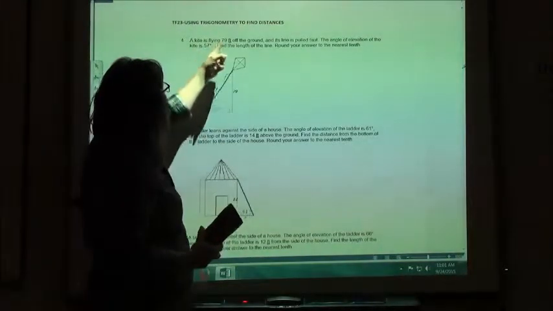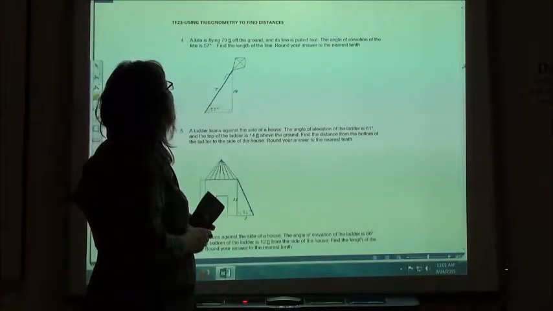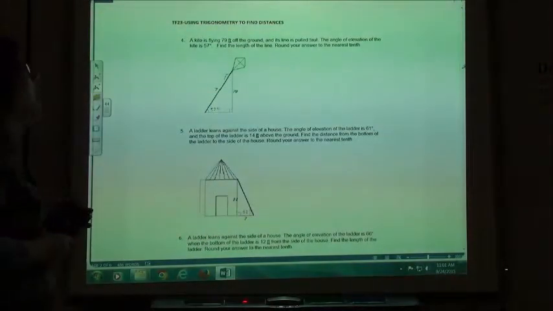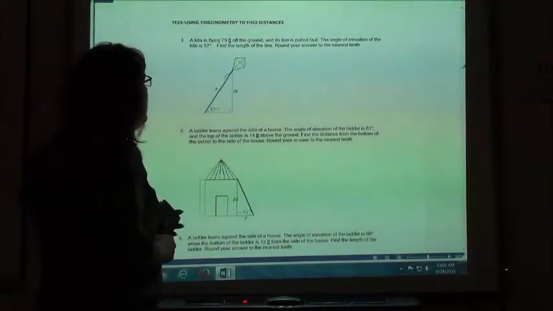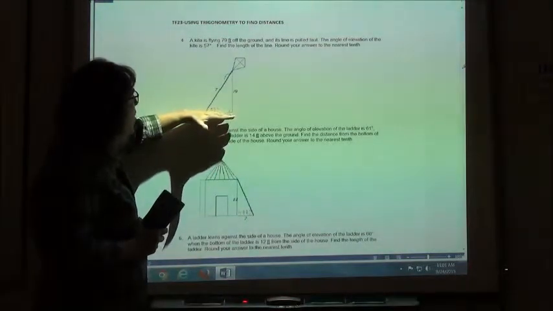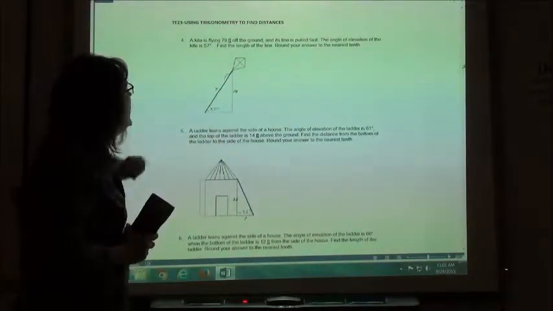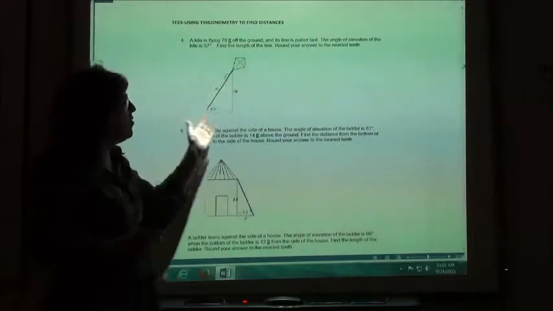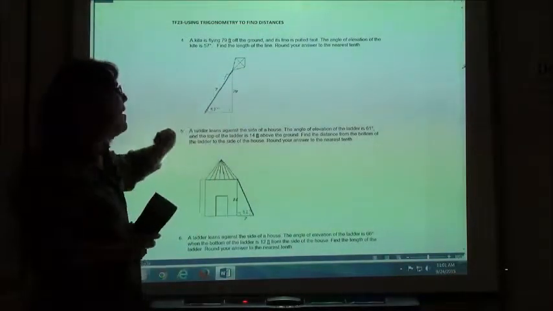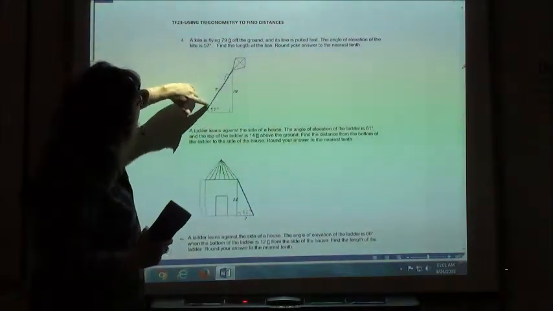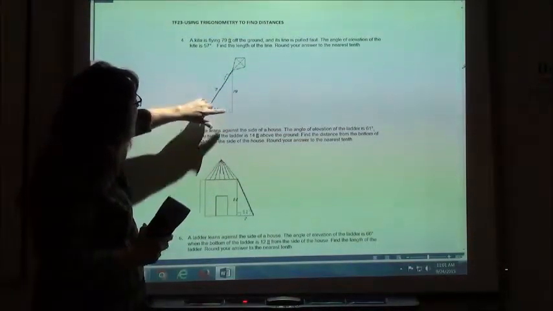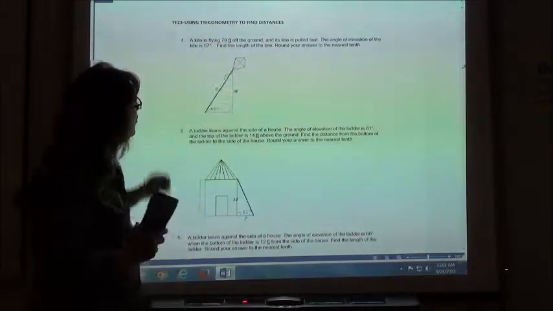It says a kite is flying 79 feet off the ground, and its line is pulled taut, which means it's tight. The angle of elevation, so from the ground up, is 57 degrees. Find the length of the line, rounding your answer to the nearest tenth. They were nice and already drew the pictures out for you. I have my kite flying up here, my angle of elevation is 57, and it ends up being 79 feet off the ground.